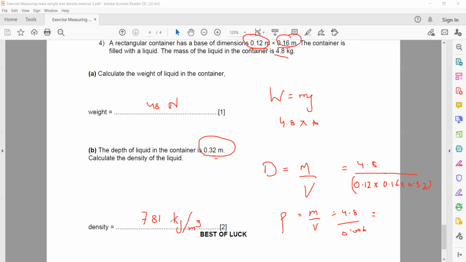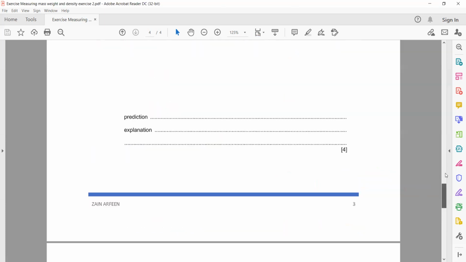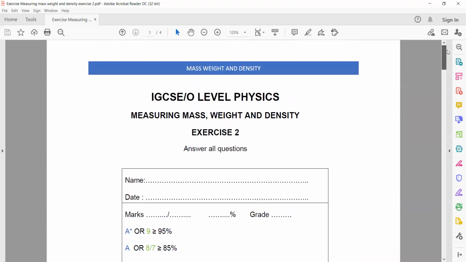Is it clear? This exercise was related to measuring mass, weight and density, the exercise 2.